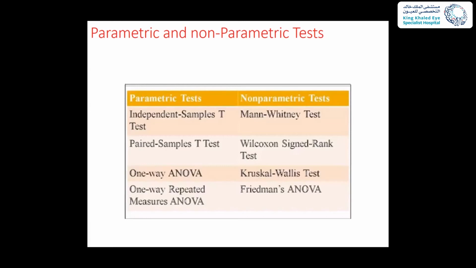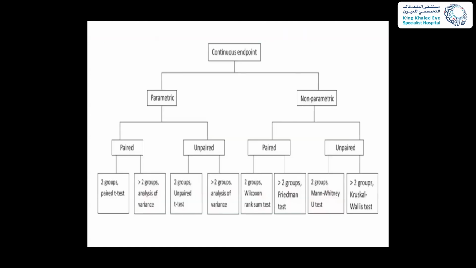For non-parametric tests, the one that corresponds to the t-test is what we call the Mann-Whitney test. For the paired sample t-test, the non-parametric test is the Wilcoxon signed rank test. For one-way ANOVA, we have the Kruskal-Wallis test, and for repeated measures ANOVA, we have Friedman ANOVA.